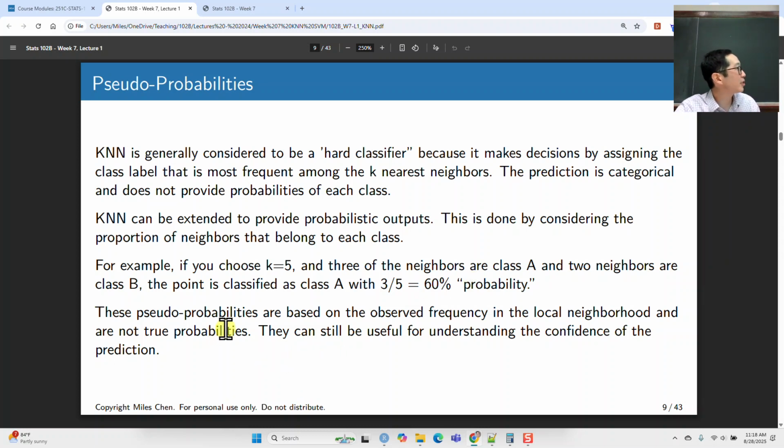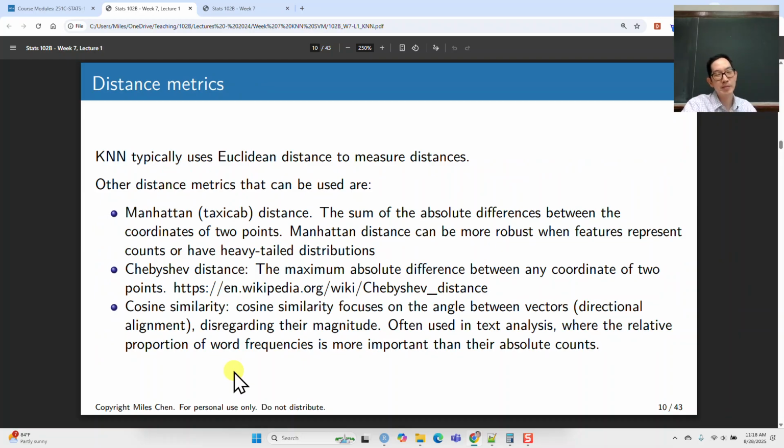Again, they're not true probabilities. There's no underlying model. We're just looking at, okay, these are the 5 people that we think are most similar to you, and of the 5 people, this is the general consensus, and so this is what we infer for you, right? So again, it's non-parametric. There's no probability model there.